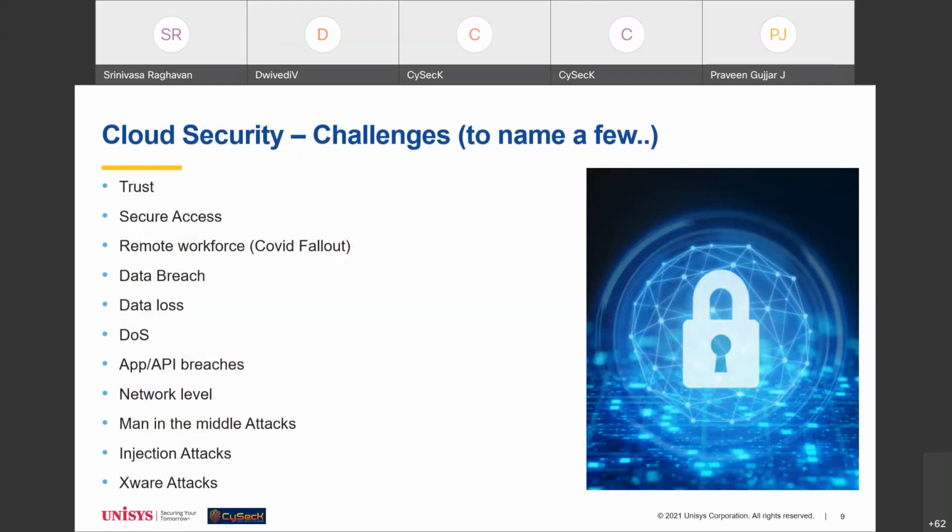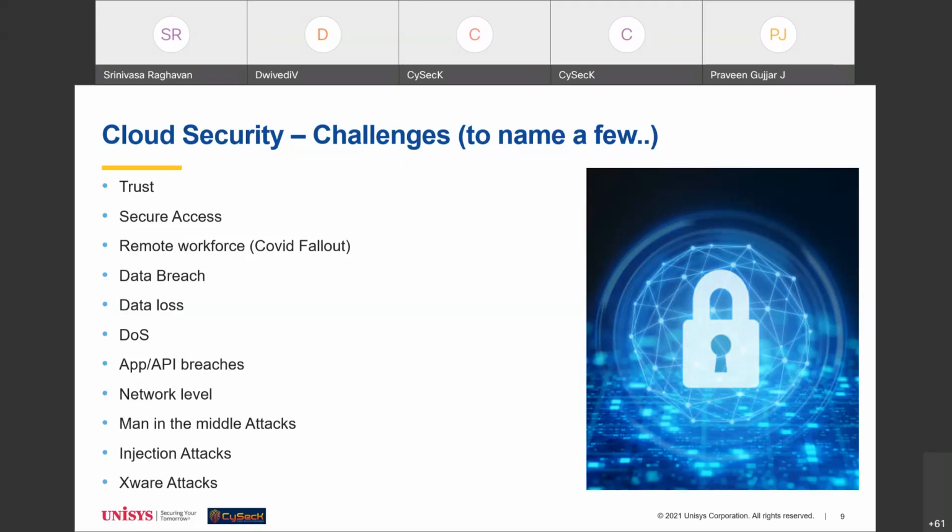Okay. Now, coming to the challenges. These are some of the challenges that I've listed. Once we know that there is a whole lot of use cases, scenarios, and usages happening in today's world, what are some of the cloud security challenges that we have? The fundamental one is trust. Digital trust has to be enabled all the way through. Then secure access, which has always been a challenge, and remote workforce.